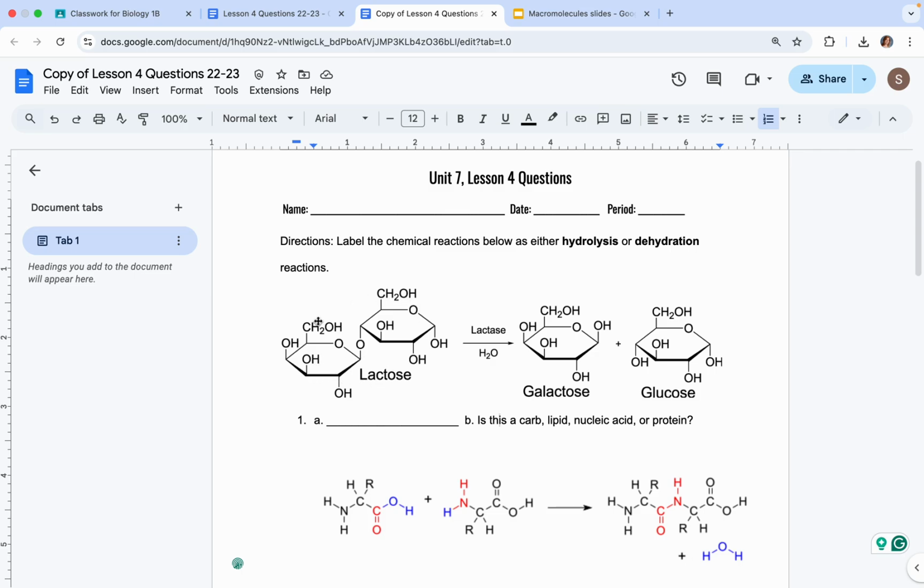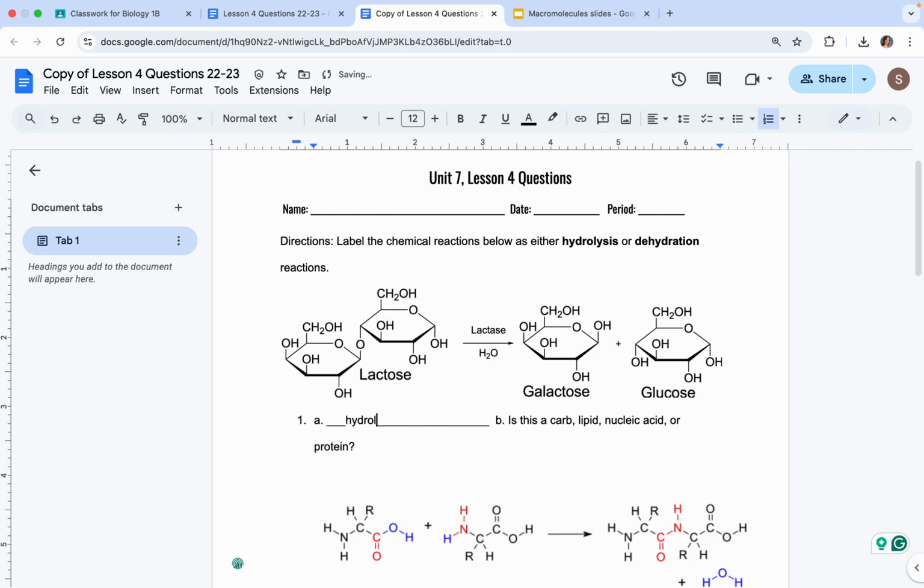So we have this one lactose molecule. Right, it says lactose right there. And then when we add a water and the lactase enzyme, which breaks down lactose, we get two monomers here, a galactose and a glucose. So we went from one larger thing to two smaller things. So this would be a hydrolysis reaction. So I would write hydrolysis, or just H is fine for number 1.